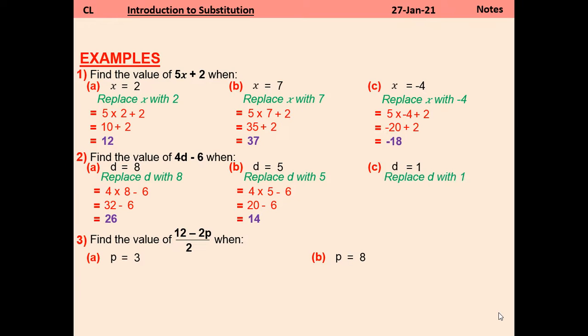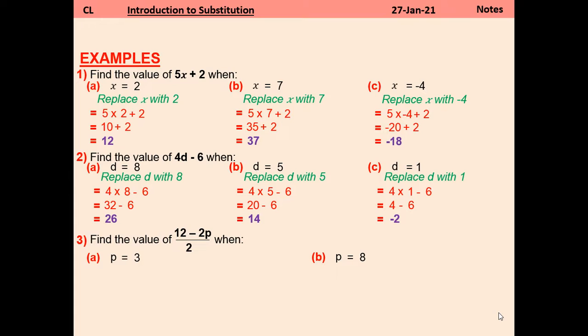d is equal to 1. Replace d with 1. 4 times 1 minus 6. What's 4 times 1 first? 4. Subtract the 6. Okay, what's 4 minus 6 now? Remember, you need to know your negative numbers when you're adding and subtracting. If you've got a smaller number minus a bigger number, it's going to have to be a negative answer. So 4 minus 6 is minus 2. A good way to remember this is 6 minus 4, you know, is 2. But 4 minus 6 would have to be minus 2, okay? Because a smaller number take away a bigger number is going to be less than 0.